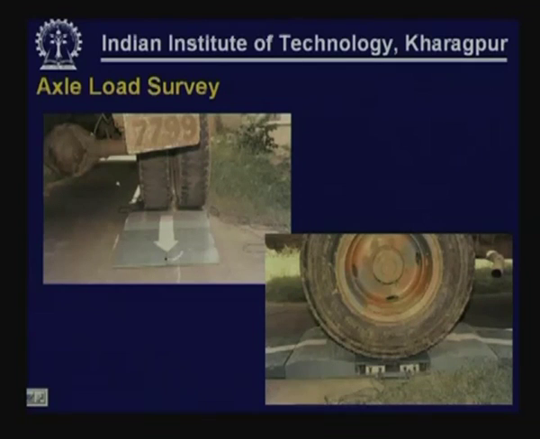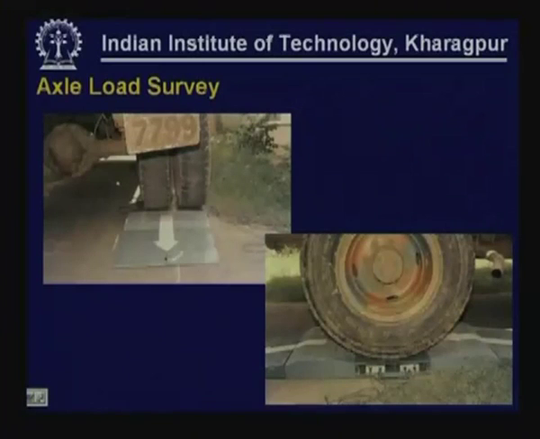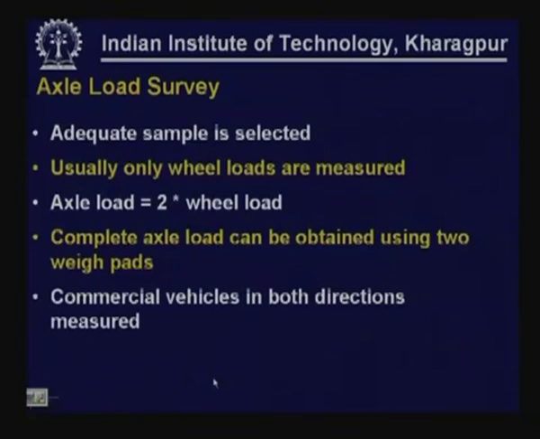What we do in this survey is we select a sample. We will not normally stop all the commercial vehicles. We are only trying to take the weights of commercial vehicles. This we have discussed in the previous lesson. We are interested, as far as the pavement distress is concerned, only in commercial vehicles, because other smaller vehicles will not be able to produce significant damage to the pavement. Adequate sample has to be selected.